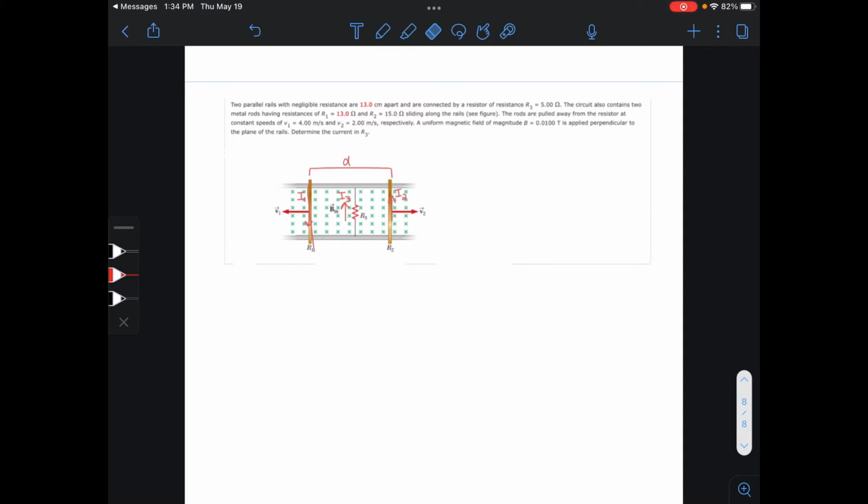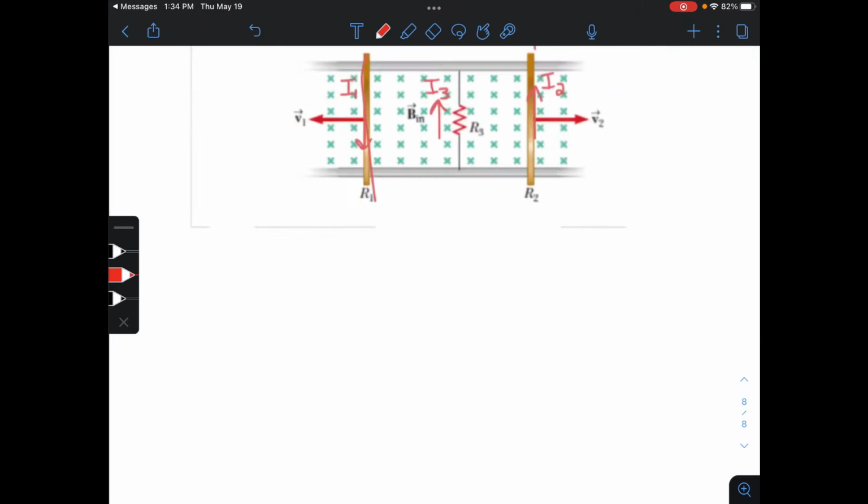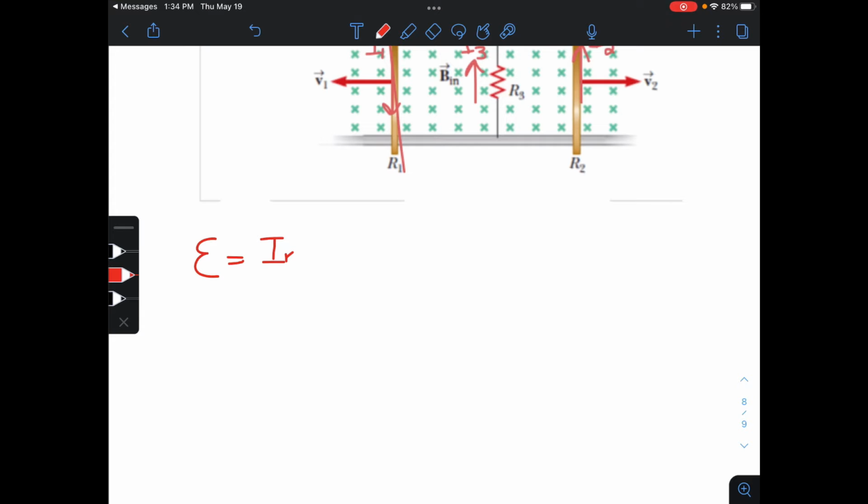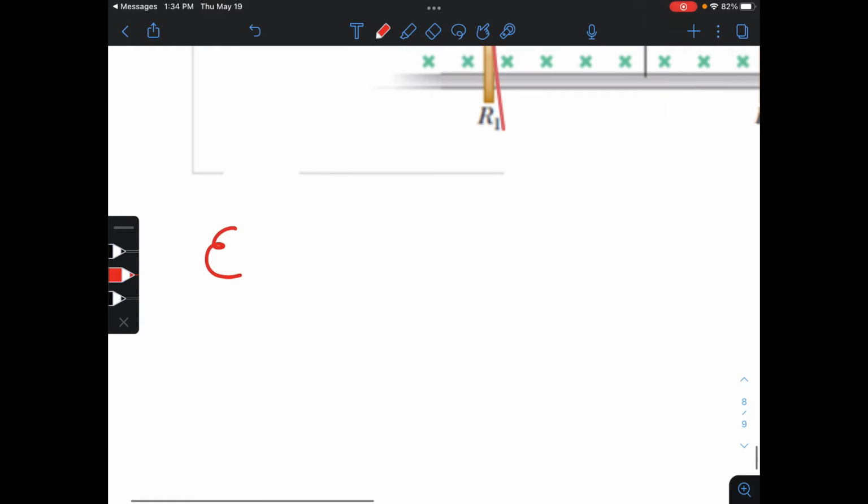the current in R3. Okay, so Kirchhoff, I should hopefully remember that EMF is equal to IR, right? But we don't have an E, and we're looking for I3. So we do have R. That was my bad. So initially, instead of doing E equals IR, we're going to do E equals BLv.